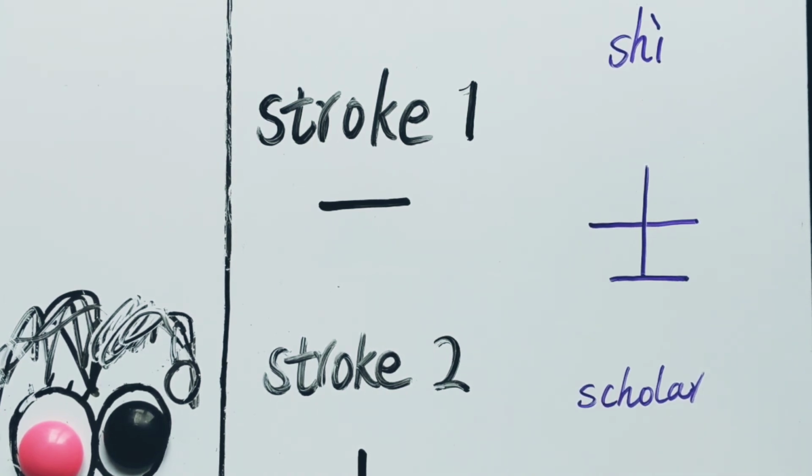Please do note, I just take the most common meaning out of these characters, so they do not include all the meanings. Once again, if you look at this character, this line is longer than the second line, and the vertical line is right in the middle.